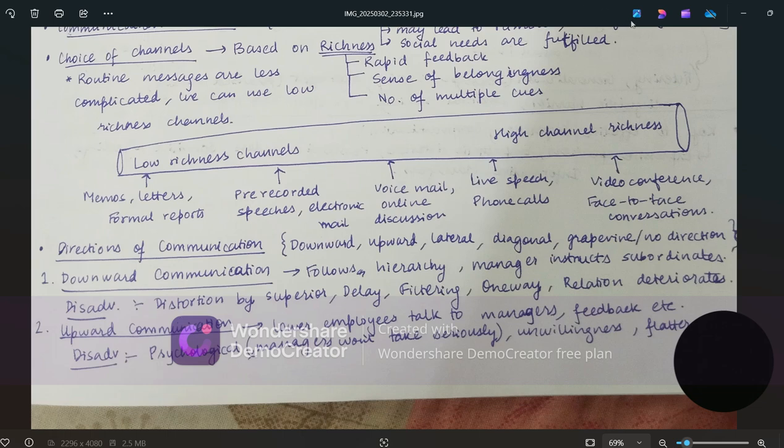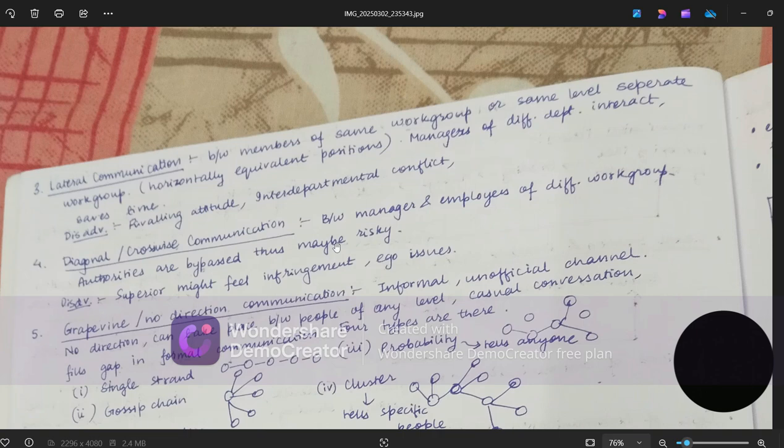Next is lateral communication. This is between members of the same work group or same level, but working in separate work groups. In this, the positions are equal horizontally. This can be between managers of different departments, and this kind of saves time.